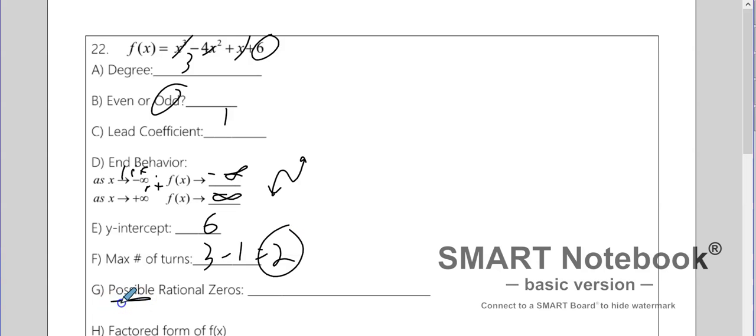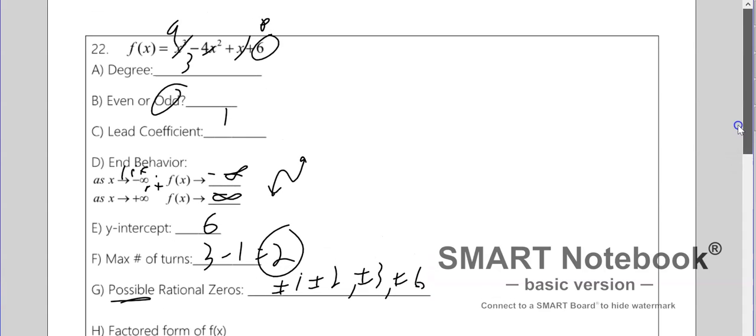Now, possible zeros. Well, possible zeros is P over Q. So that's 6 over 1. So that's easy. It's just plus or minus 1, plus or minus 2, plus or minus 3, plus or minus 6. All the possible factors of 6. So there's 2, 4, 6, 8 possible zeros, and we're only going to have at most 3. All right?